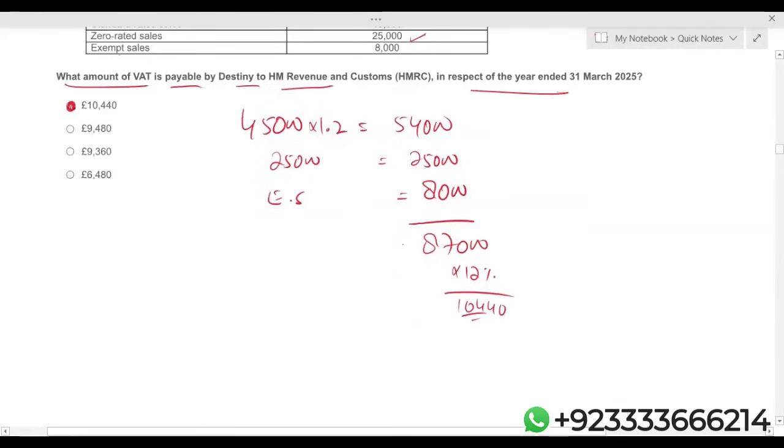Only the standard rated supplies you will have to add 20%. Otherwise, zero rated will remain same. Whatever the value is, when you're going to make it VAT inclusive, it will remain same. Exempt supplies, sales amount will remain also same. Only standard rated, you have to add 20%, and then obviously VAT inclusive value will be higher than VAT exclusive value. But in case of zero rated and exempt sales, you can say that VAT exclusive and inclusive, in both the cases, the value will be same.